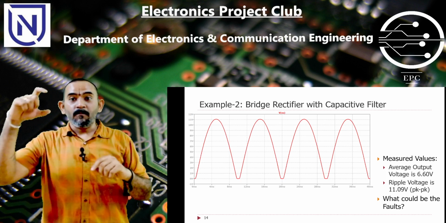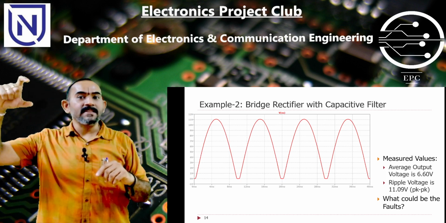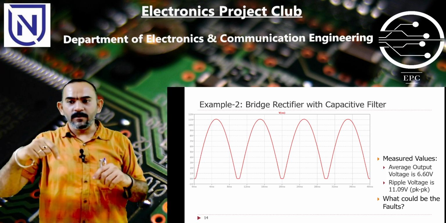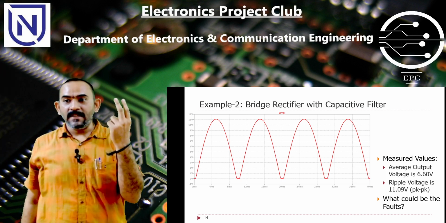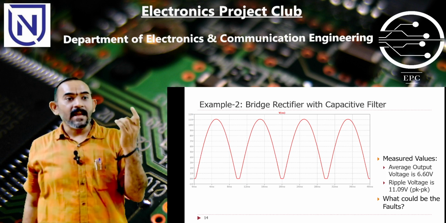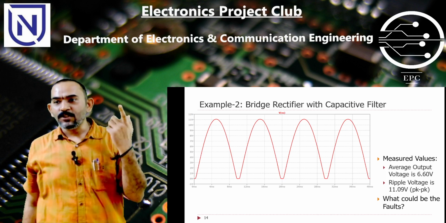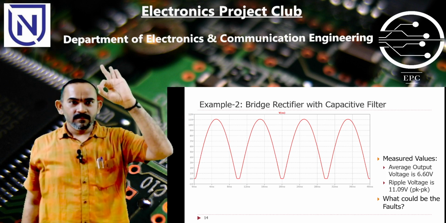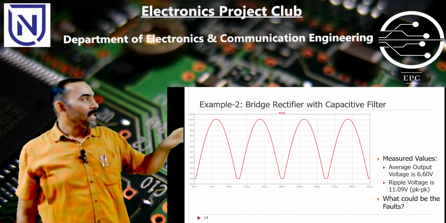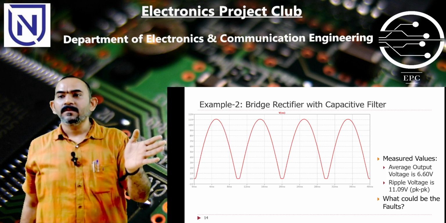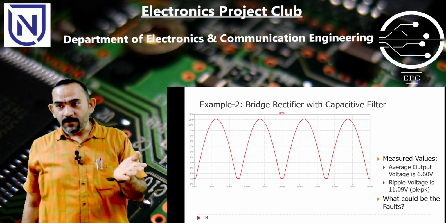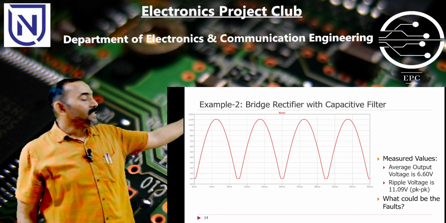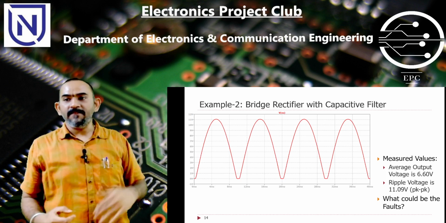When you put the capacitor, you are putting it in shunt with your output, connected between VCC and ground. Two faults can happen in the capacitor: it can be open circuited or it can be short circuited. If it is short circuited, what is going to happen? Your output would be 0. Here the output is non-zero, that means the capacitor is not shorted. But the capacitor is not having any effect.